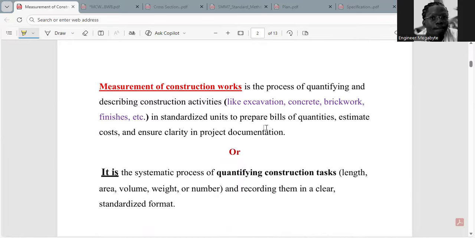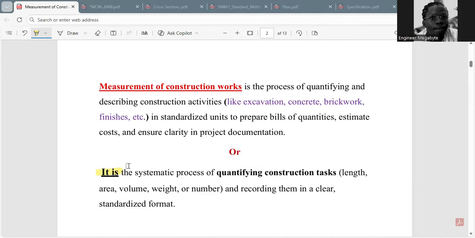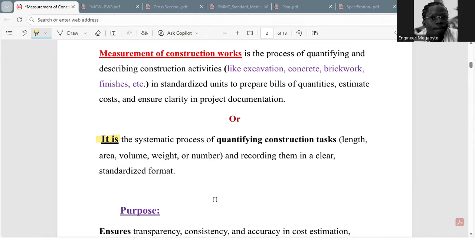activities like excavation, concrete, blockwork, finishes, etc., in standardized units to prepare bills of quantity, estimate cost, and ensure clarity in project documentation. Also, it is a systematic process of quantifying construction tasks, for example length, area, volume, width, or even number, and recording them in a clear standard format.